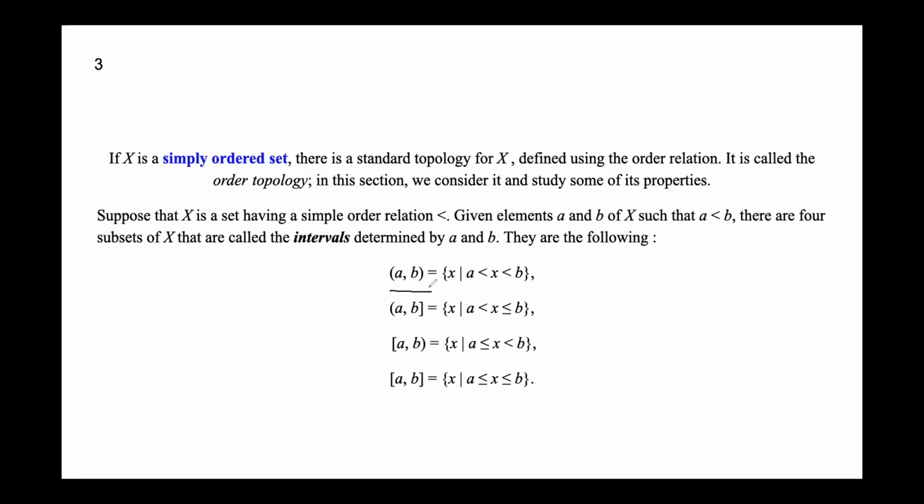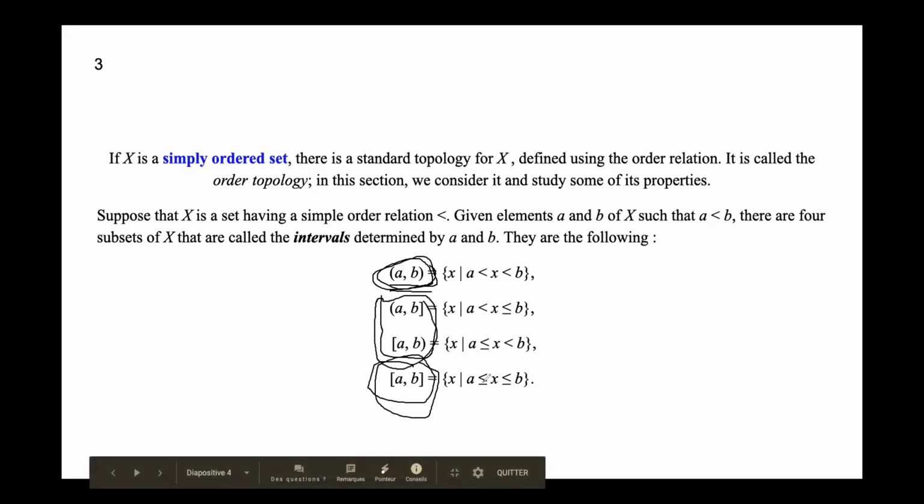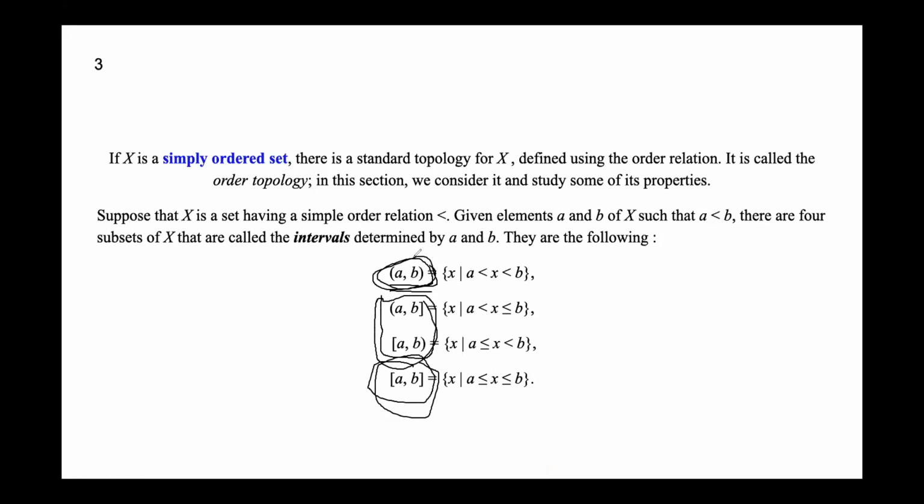The first one would be called a closed interval. No, that's an open interval. Right. That's an open interval. The last one is a closed interval, and the two here are half closed intervals. Okay, and when we say that this interval is open, it suggests that it is also an open set when we put a topology on X, and we will see that after.